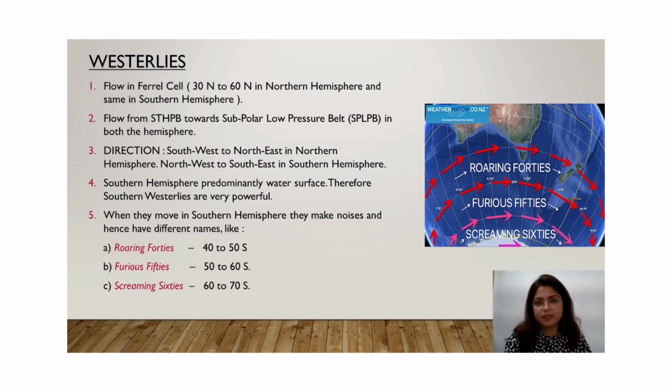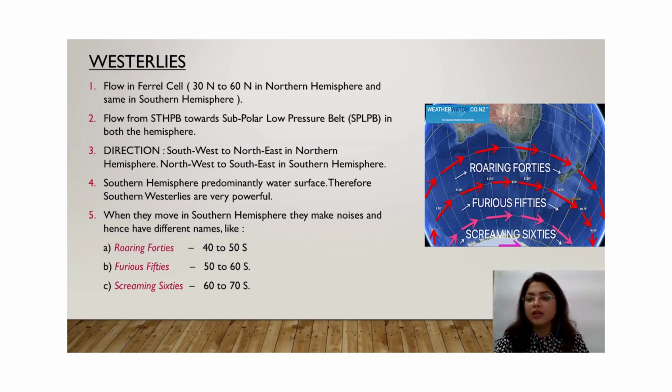Now, second is westerlies. Why are they named so? Because they start moving from the west side, meaning they are originating at the west side. That's why they are named westerlies.